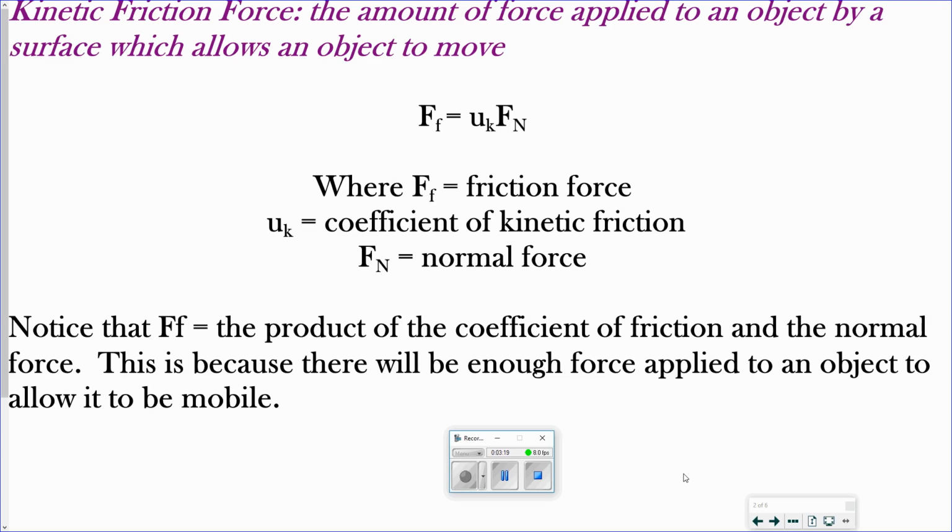Kinetic friction is found in the exact same manner, but this time you don't have the less than or equal sign. It's just equal to the coefficient of friction, mu sub k, k being kinetic, times the normal force. So frictional force is F sub F, mu sub k is the coefficient of kinetic friction, and F sub N is the normal force. So in this case, it will be equal to this product, because you have applied enough force to get the object to move. Take a minute, pause the video, make sure this equation is written down in your notes.